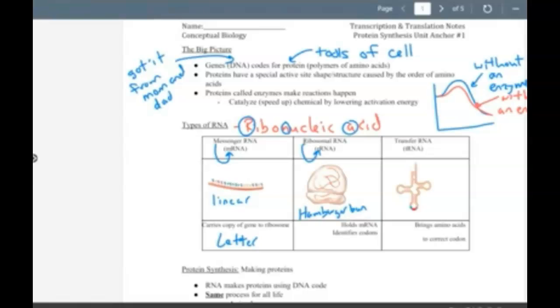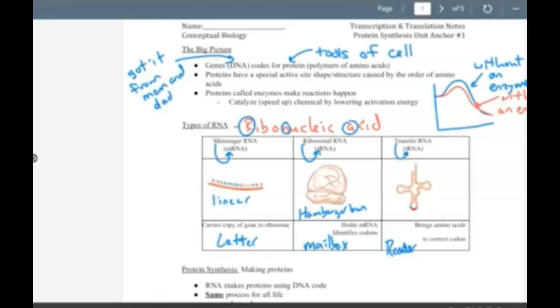And this is going to be kind of like a mailbox. It's going to receive the messenger RNA. So the messenger RNA is a letter that's written by the DNA. That letter travels to the mailbox, the ribosome, and then the transfer RNA, or tRNA, is going to read that letter. So we're going to think of the tRNA as the reader, or the translator.